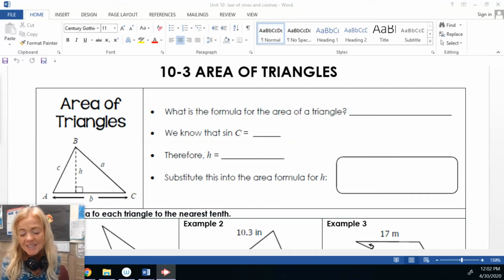Class. This is secondary 3, woohoo! And we are on the very last lesson that you're going to have to hear all year long, which is really awesome. 10.3, area of triangles.